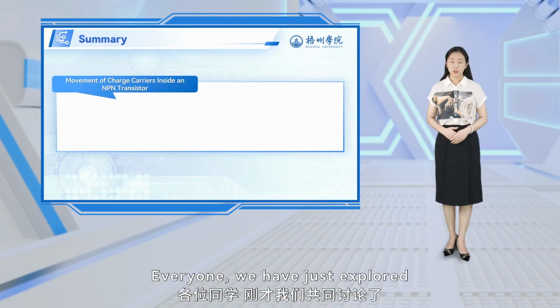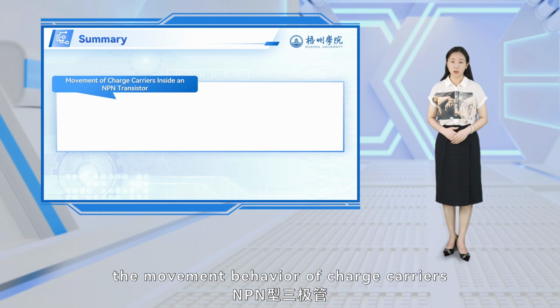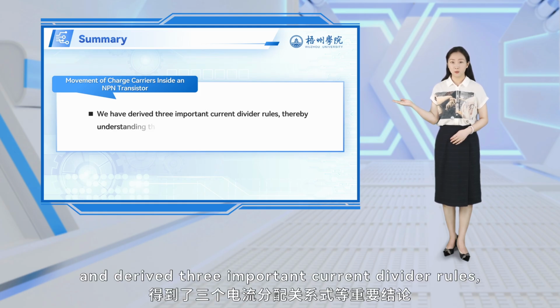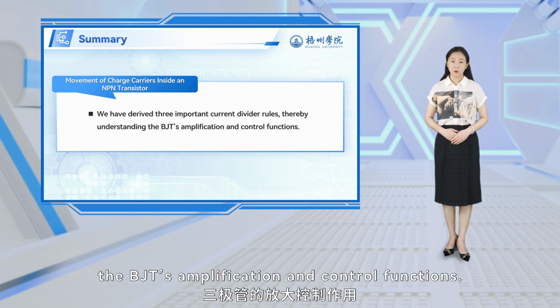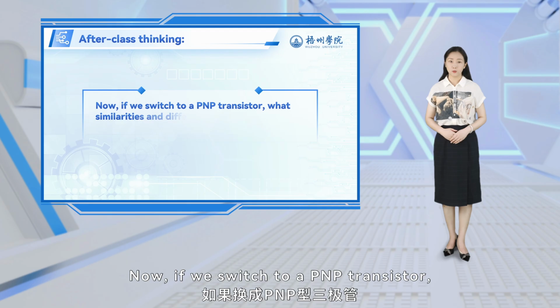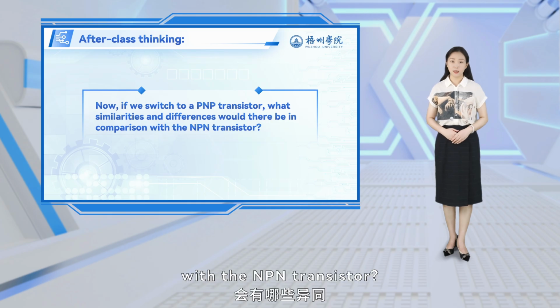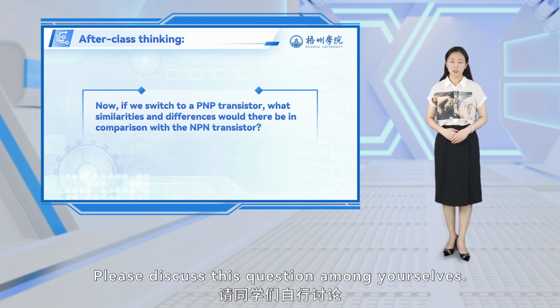Everyone, we have just explored the movement behavior of charge carriers inside an NPN transistor and derived three important current divider rules, thereby understanding the bipolar junction transistor's amplification and control functions. Now, if we switch to a PNP transistor, what similarities and differences would there be in comparison with the NPN transistor? Please discuss this question among yourselves.